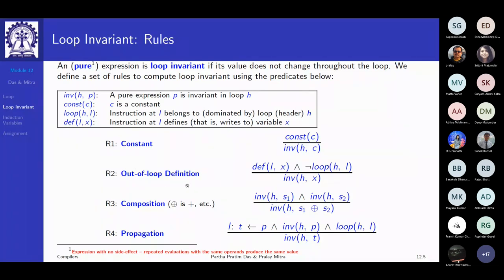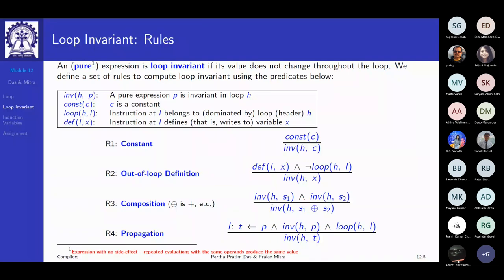Then we have the out of loop definition. That is, if we have a definition of X at instruction L, def LX, and if L does not belong to the loop, that is, if loop HL is false, note the negation symbol here. So this will be true if L is not a part of the loop. Then X is invariant in the loop H. So this basically says that X is defined outside the loop.